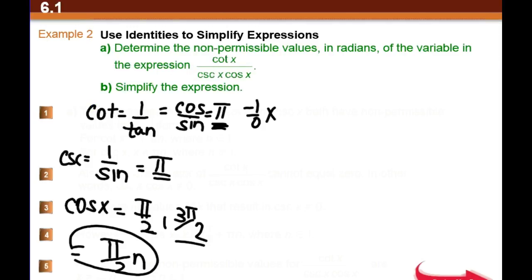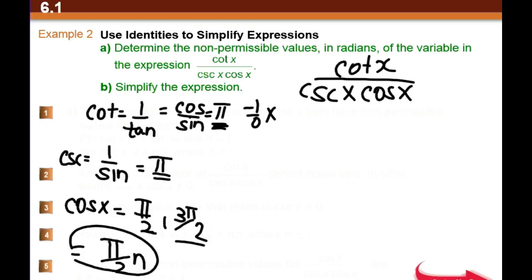Now we are going to simplify this expression. All this means is we're going to make it as easy to look at as we possibly can. Right now it looks crazy because it's cot x over cosecant x times cos x. And the x's really don't mean anything. They could be in the angles. We're not worried about them.